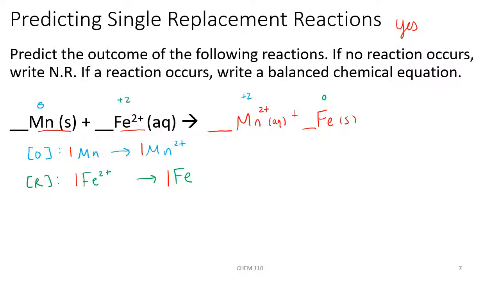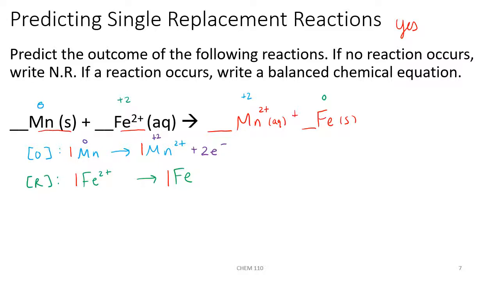Next, we have to balance the charge. The charge is going to be 0 on the left-hand side for our manganese half reaction, and we have 1 manganese 2+ ion, so the total charge on the right is +2. How can we make those two charges the same? We have to add electrons. We're going to need to add 2 electrons to the right-hand side of the oxidation reaction in order to make our +2 charge equal to 0.